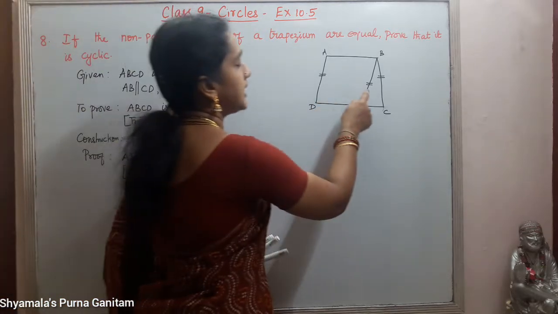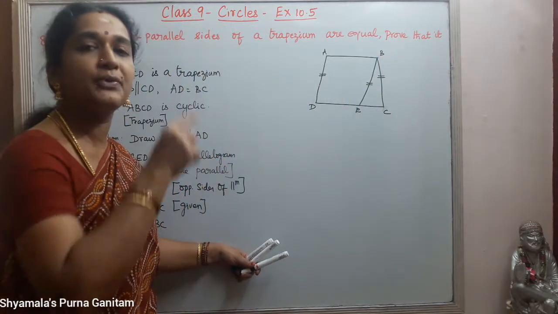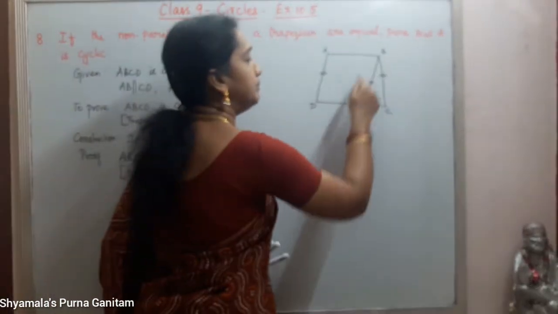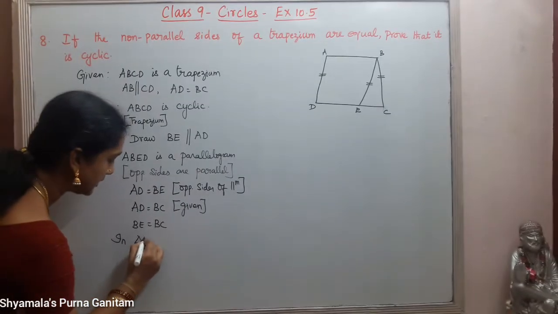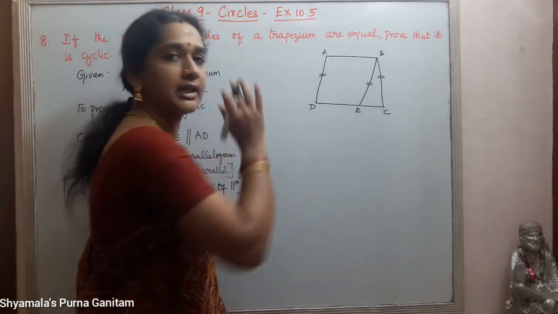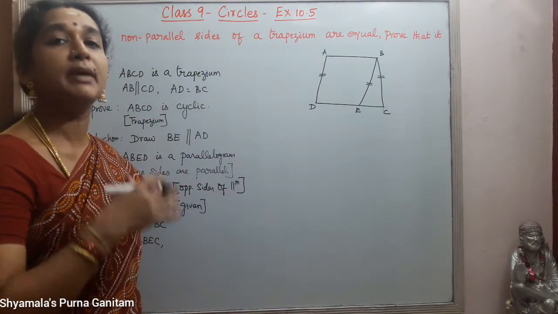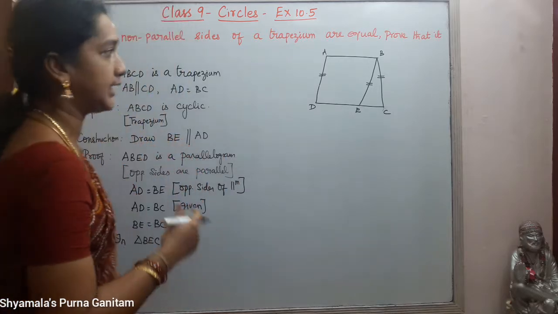Since these two are equal, that is BE is equal to BC, if we take triangle BEC, in triangle BEC, it forms an isosceles triangle. So base angles are equal. So angles opposite to equal sides are equal.